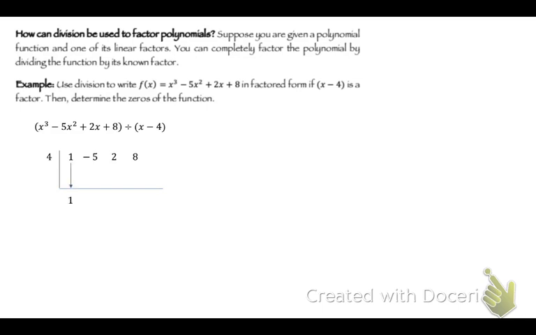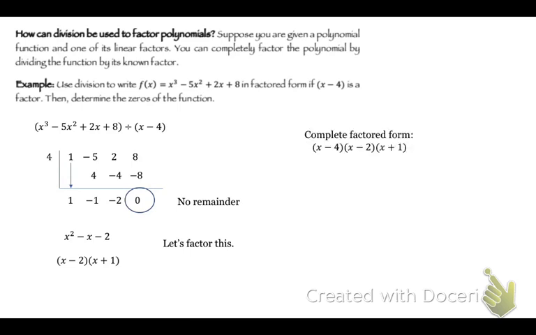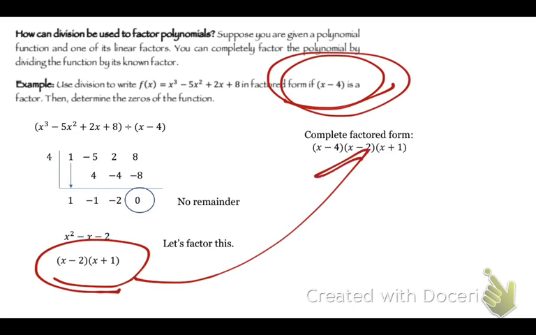Bring down that 1. 1 times 4 is 4. Negative 1, negative 4, negative 2, negative 8, 0. So that divided down to x squared minus x minus 2. Now we can factor this, and that will factor to x minus 2 and x plus 1. And you could just use the x there to factor that, or whatever method you use. So then the completely factored form here would be x minus 4, x minus 2, x plus 1. And we have to include this x minus 4 because that was given to us from the beginning. And then this is also included there.